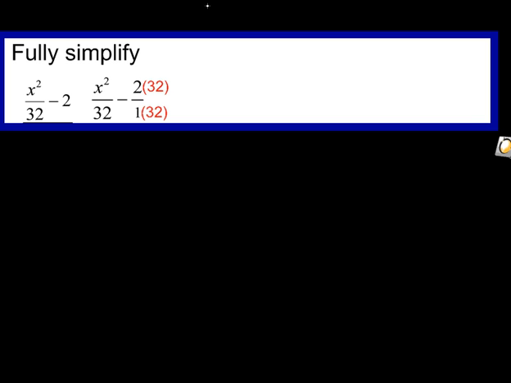And what do I get? Well, I didn't multiply by anything on this fraction, so that's just x squared over 32. But 2 times 32 is 64, and 1 times 32 is 32. So I get x squared over 32 minus 64 over 32. I can join that together as one fraction, and I get x squared minus 64 over 32.